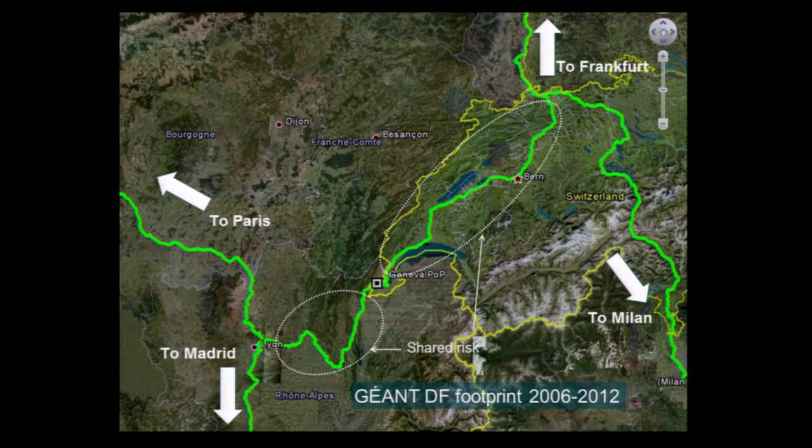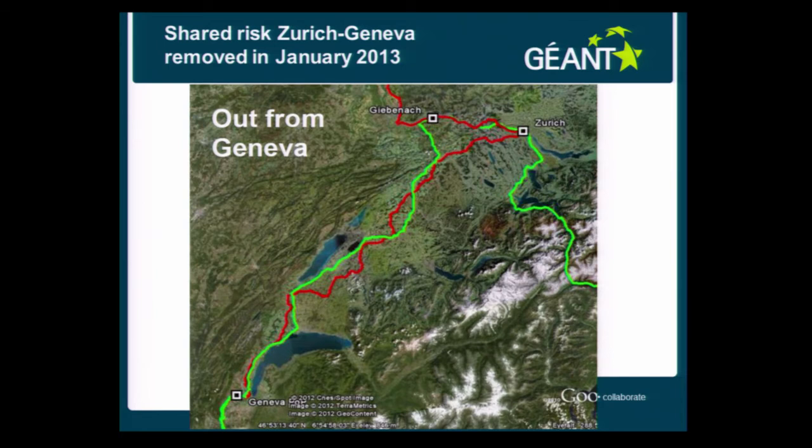This is the example of the Geneva-Frankfurt and Geneva-Milan route. You can see the Geneva POP here, and the fiber is shared till here, and then it goes to Frankfurt and to Milan. Any fiber cut here would have taken down both dark fibers. Now we've replaced it. I'll show in the next slide. Now it's fixed: the red one goes to Frankfurt and the green one goes to Milan. It has eliminated the majority of the risk, and it's no longer a major issue for us.